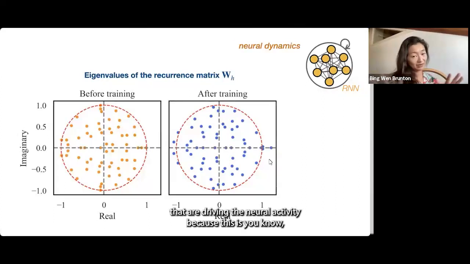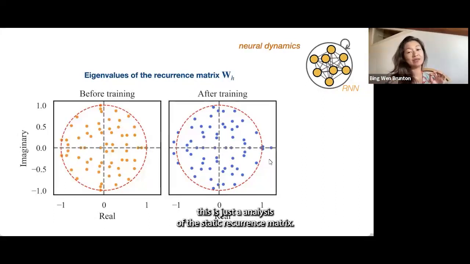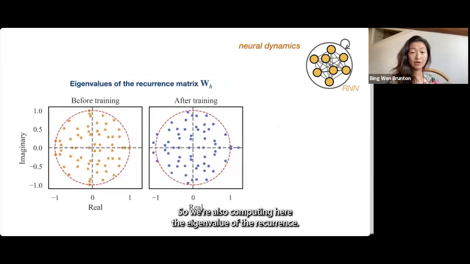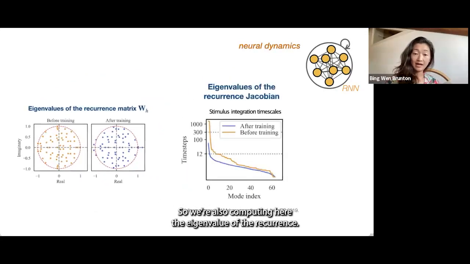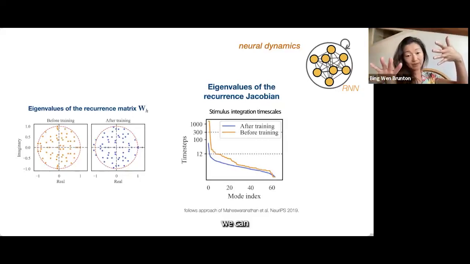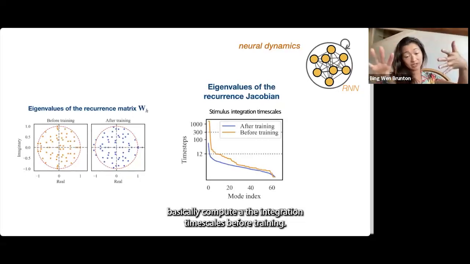Of course, this is just an analysis of the static recurrence matrix. Remember, this thing is also actively driven by sensory inputs. So we are also computing the eigenvalues of the recurrence Jacobian, following a derivation from this paper down here, if you want to know the details. Essentially, what we are looking at is an indication of the stimulus integration timescale. This is a stimulus-driven RNN, so we can compute the integration timescales.